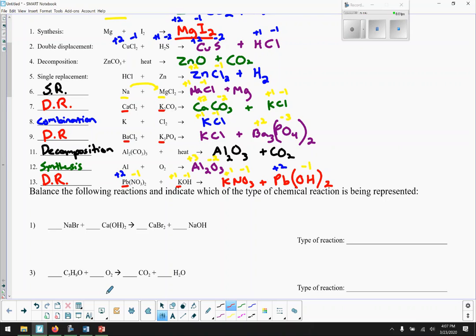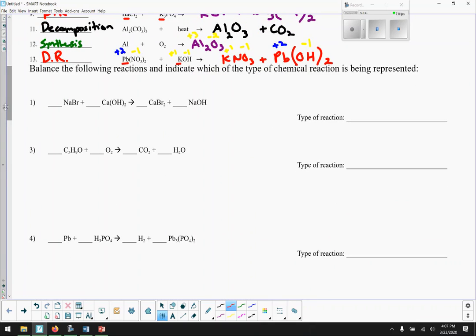So that is that first section of your worksheet. The next section, we're just identifying and balancing. So we aren't worried about predicting products in this case. We're just identifying. The first one, clearly, we have two ionic compounds, sodium with bromide, calcium with hydroxide.